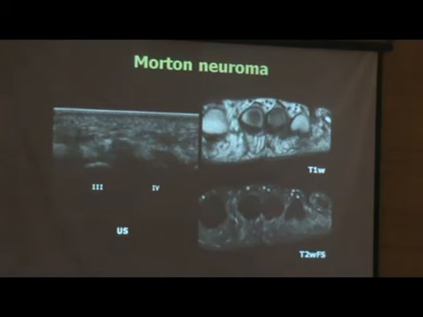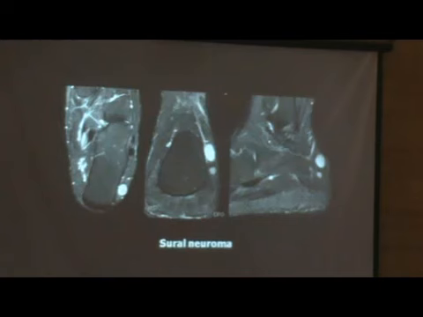Personally, I don't think we need to inject those cases. Sometimes it's useful to differentiate from intermetatarsal bursitis, but we're going to see that actually on T2 fat suppressed sequences. Anyway, okay, so just to show you here with that one.